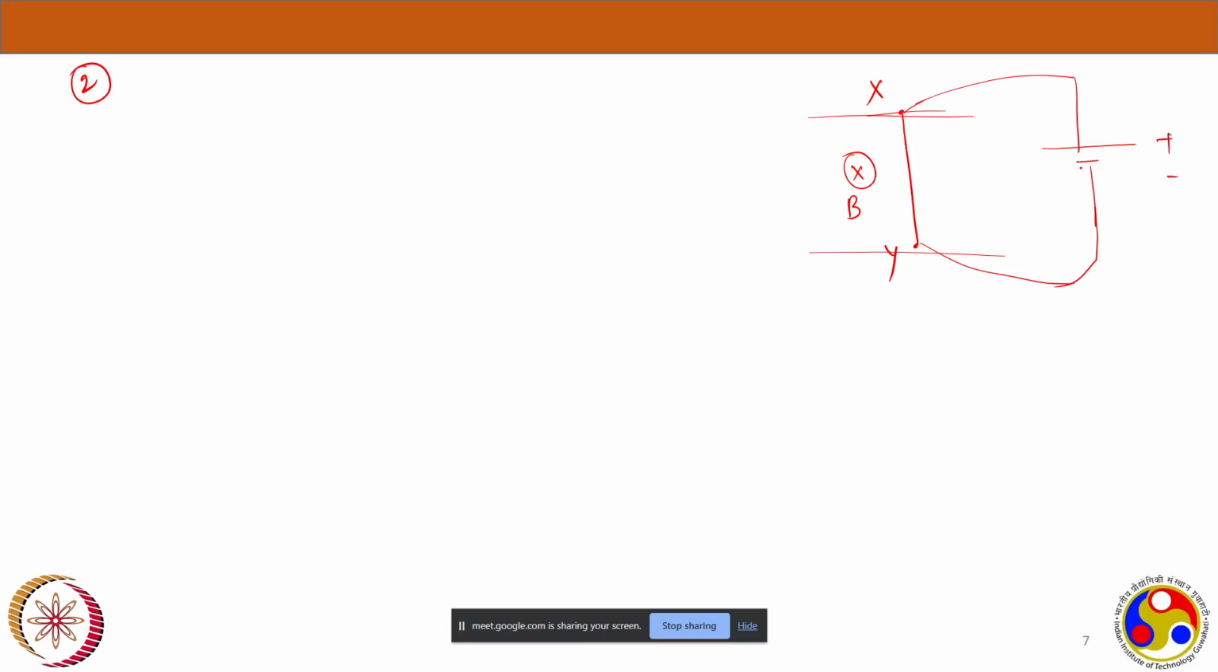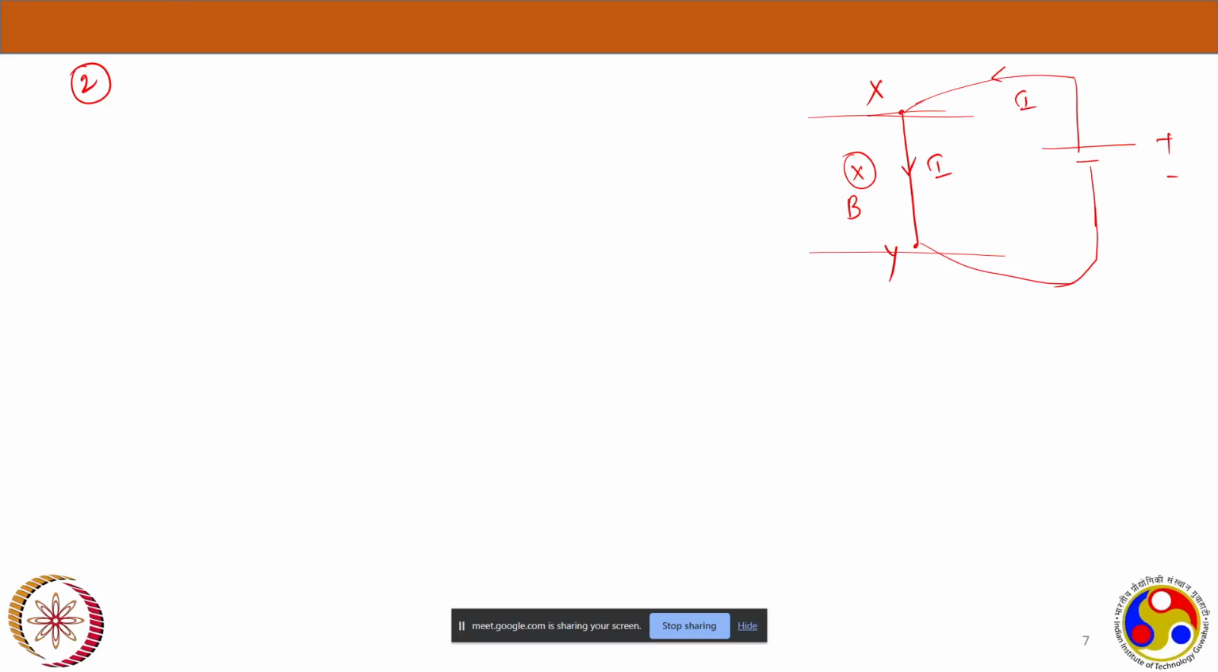Whenever I'm connecting the source, what happens? It will always drive a current through the conductor, because a conductor is able to carry current. So this is the path of the current from the source through the conductor, and it will return back to the source. So this is how I'm placing it.